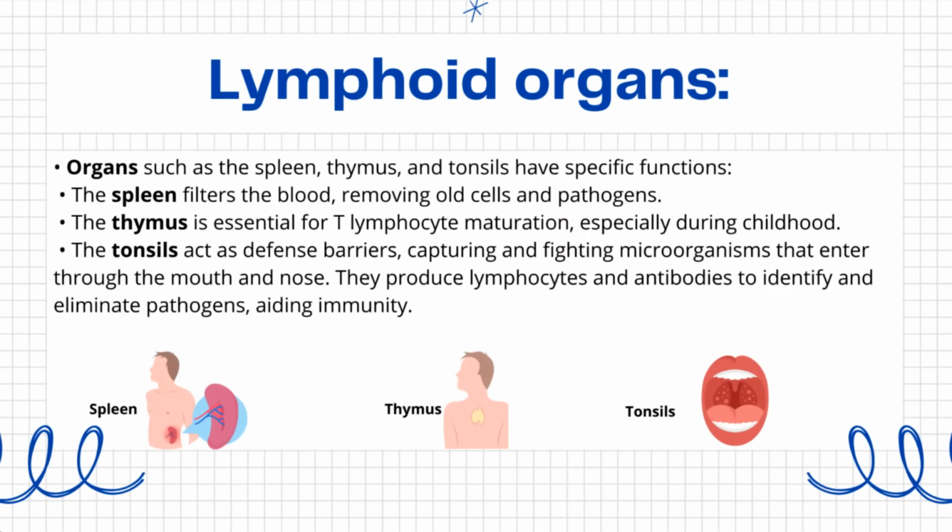Lymphoid organs, such as the spleen, thymus, and tonsils, have specific functions. The spleen filters the blood, removing old cells and pathogens. The thymus is essential for the maturation of T lymphocytes, especially during childhood. These organs work in harmony to maintain the body's immunity.